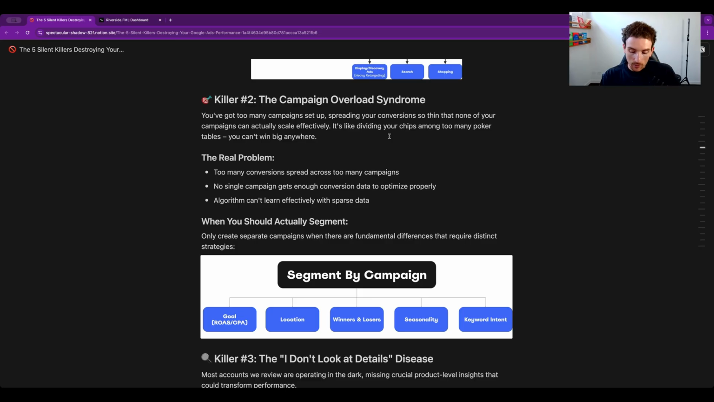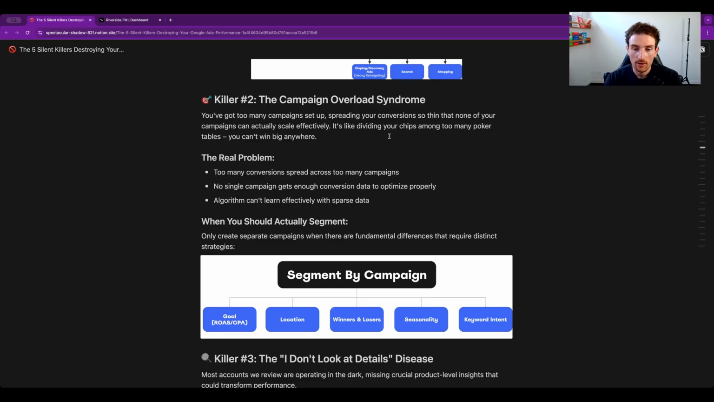The second biggest killer we see is that you've just got too many campaigns set up. And when it comes to Google Ads, in order for a campaign to be scalable, it needs 30 conversions a month at least. But if you've got too many conversions spread amongst too many campaigns, and you've got one campaign with 10 conversions, one campaign with 16, and one campaign with 18, each of those campaigns are not scalable.